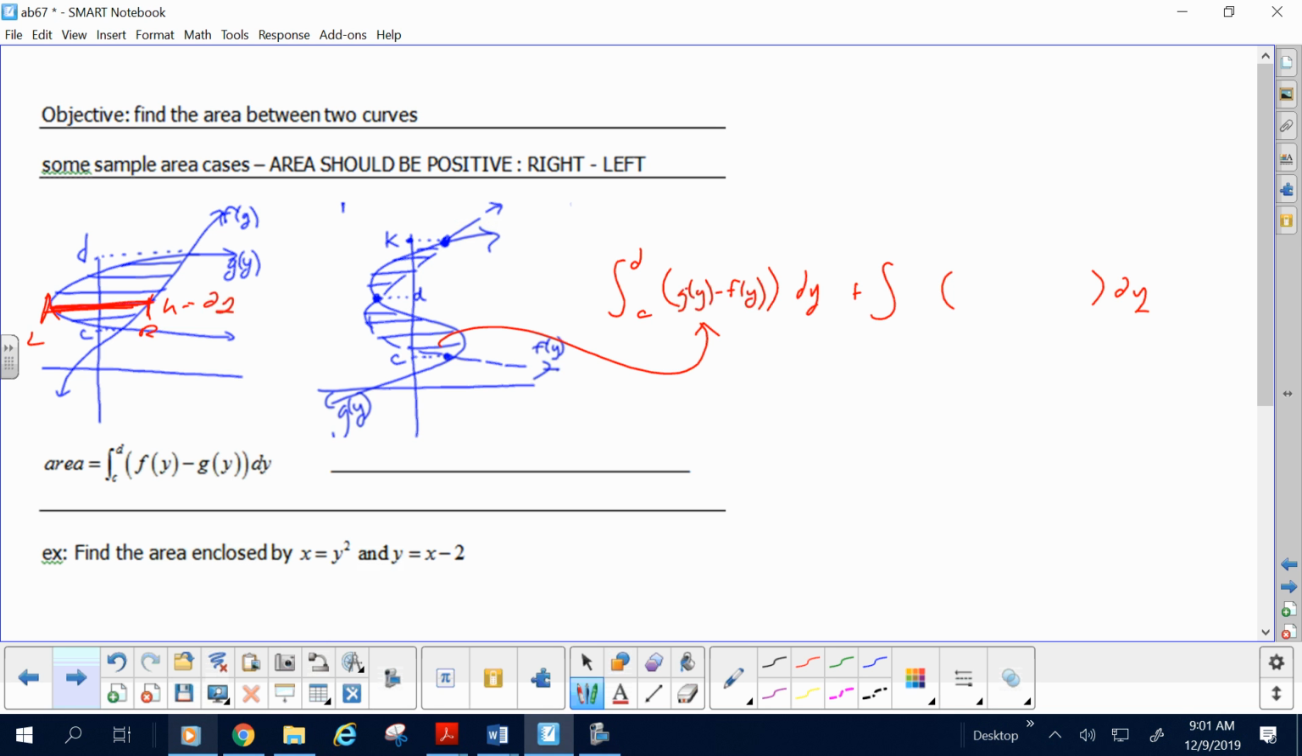What about region 2? Limits? T to k. T to k and right minus left: f of y minus g.